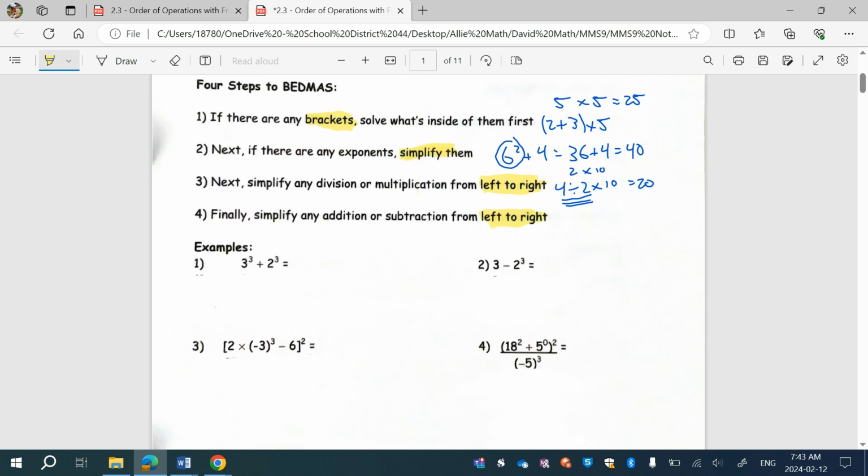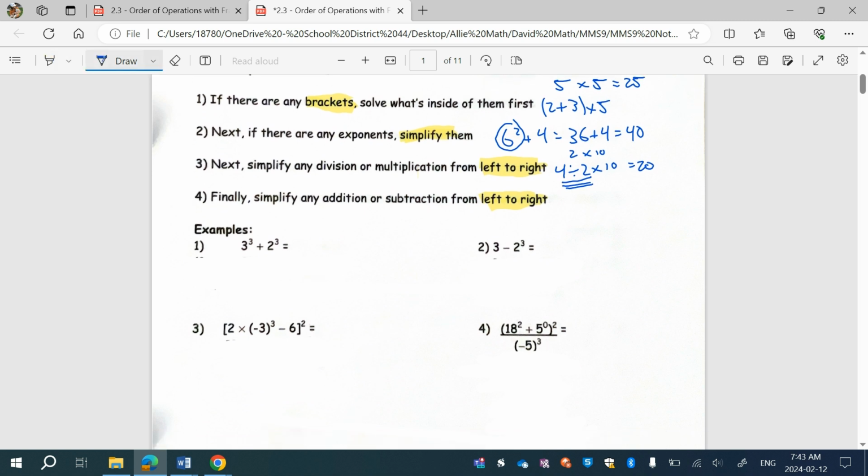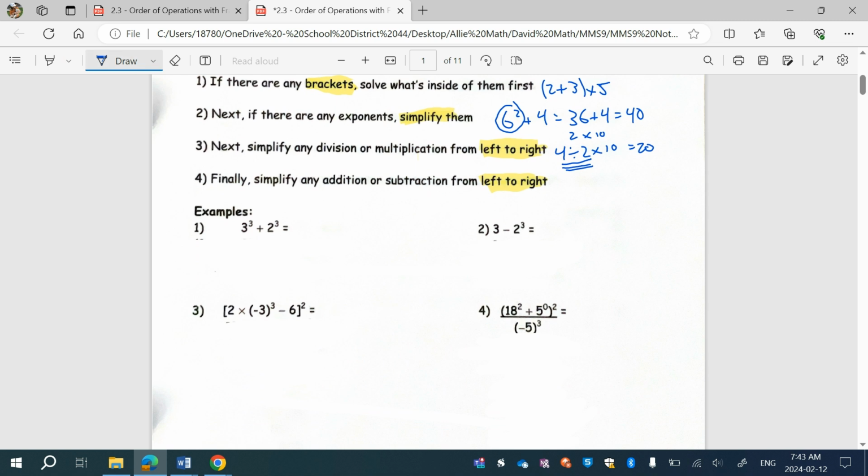So I'll solve these few with you. This should be pretty quick notes. So we have 3 to the power 3 plus 2 to the power 3. I can expand this for you if you'd like. This means 3 times 3 times 3 plus 2 times 2 times 2. And 3 times 3 times 3, so 9 times 3 is 27, plus 2 times 2 is 4, times 2 is 8, and the answer is 35.